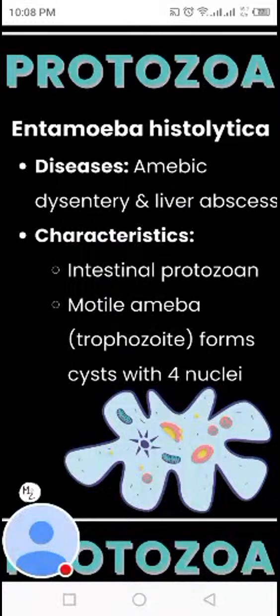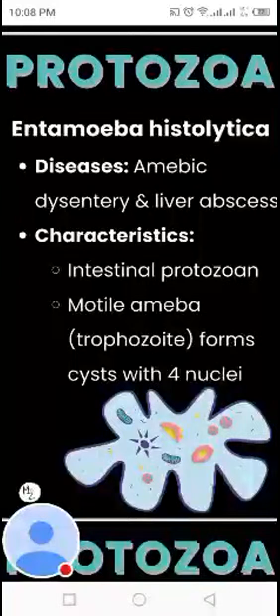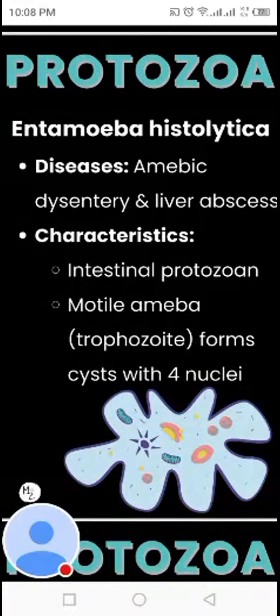Entamoeba histolytica is an intestinal protozoan. This means that its site of action is the intestine. It will invade the intestinal epithelial cells and cause the infection there. And it will also multiply in the intestine. The second characteristic is that it's a motile parasite.